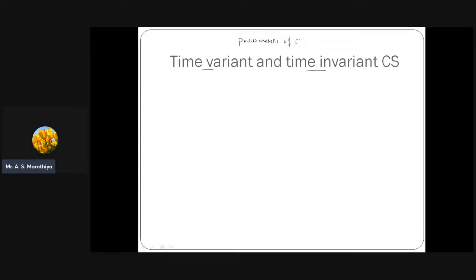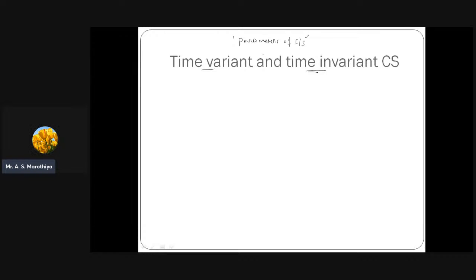Parameters of control system. For example, what is time variant? If the parameter of that system is going to vary with respect to time, then that system is known as a time variant control system. What is a time invariant control system? If the parameter of that system is not going to vary with respect to time, even though input and output are functions of time, then it is known as a time invariant control system. So this is very important. This variancy or invariancy with respect to time we are defining with respect to the parameter.